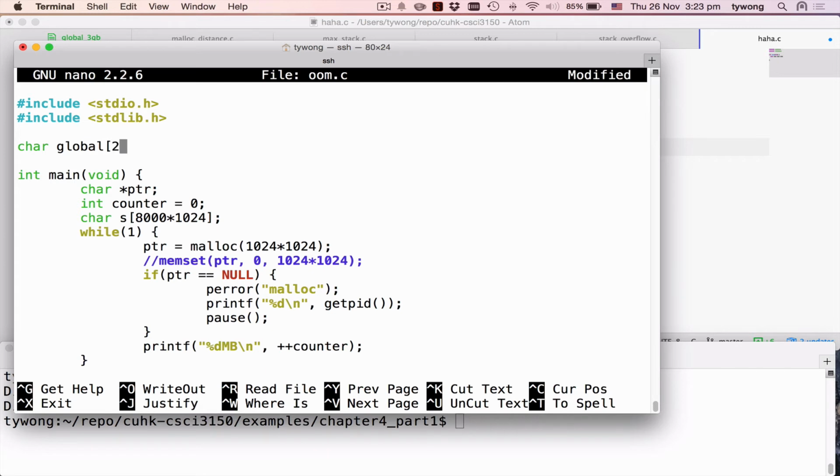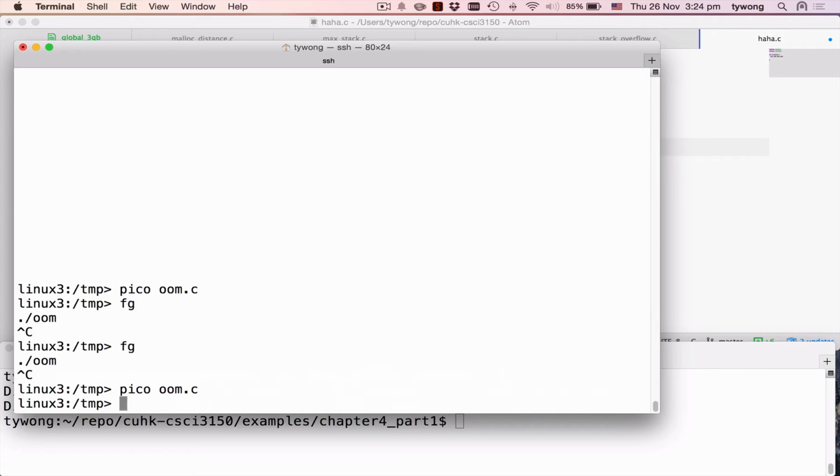Two is too big. Okay, 1 gig. 1024 times 1024 times 1024. So 1 gig of space for the global, approximately 8 meg from the stack, and then see how it affects your malloc area.